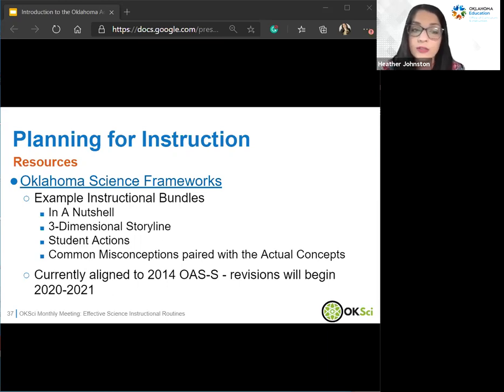And then we have also included common misconceptions, which are paired with the actual concepts, and those are also provided inside of that. Now, the one caveat here is that the Oklahoma Science Frameworks are currently aligned to the 2014 science standards. Revisions are going to begin this year, which brings me to our next slide.